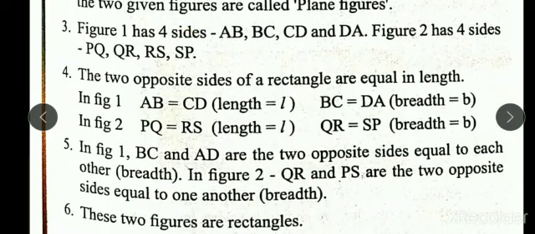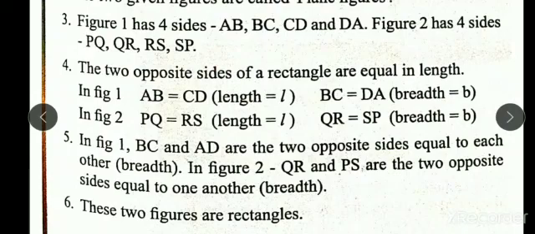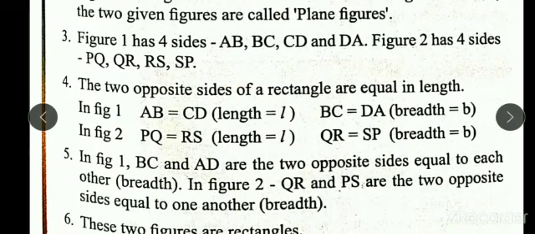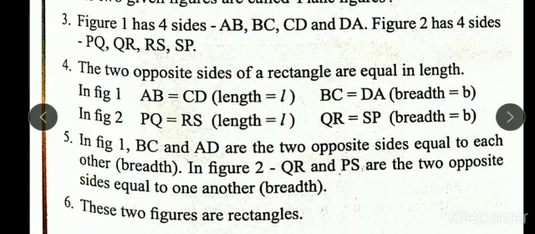In the first figure, BC and AD are opposite sides and are equal to each other. In the second figure, QR and PS are two opposite sides which are equal to one another. These two figures are rectangles. This blackboard and side are rectangles. So these are some of the common properties in both the figures.